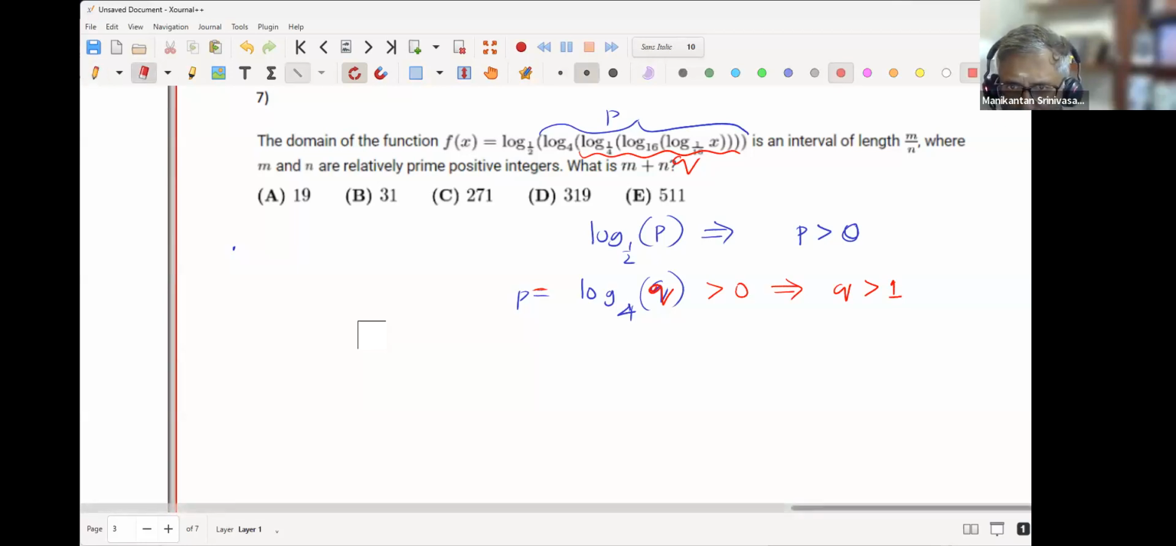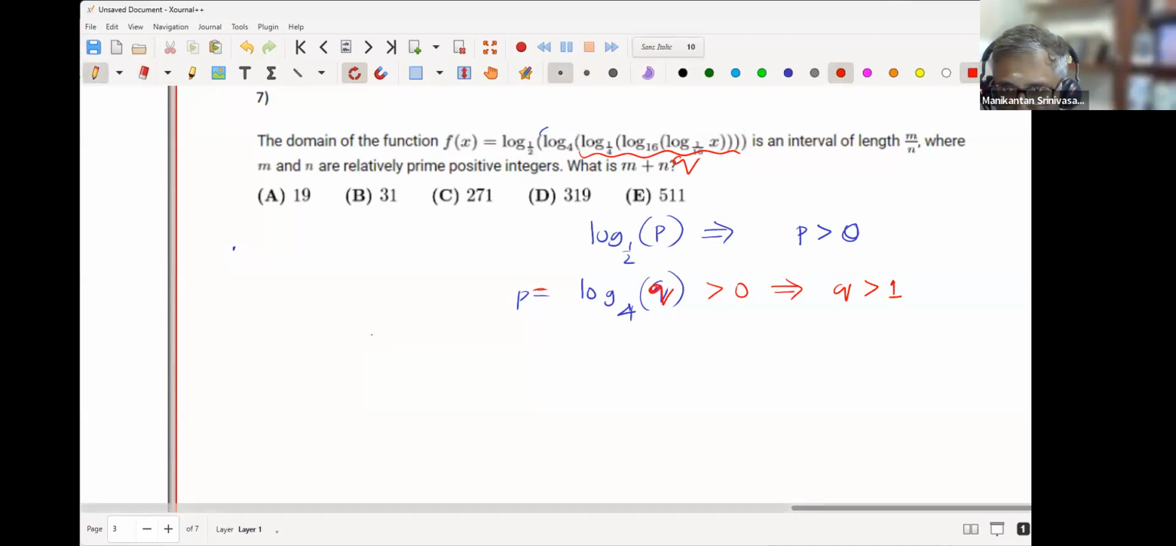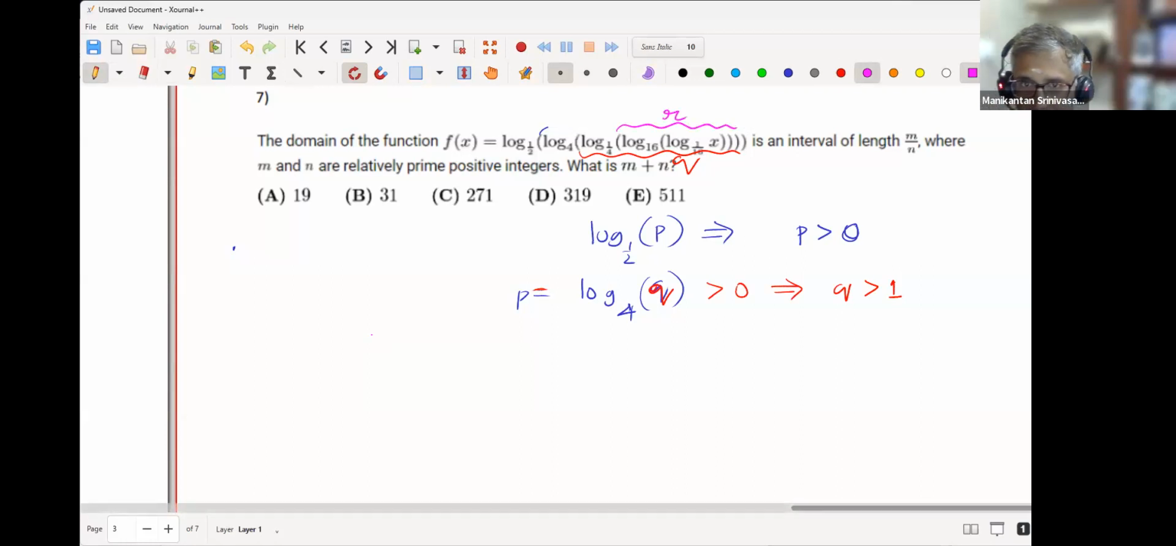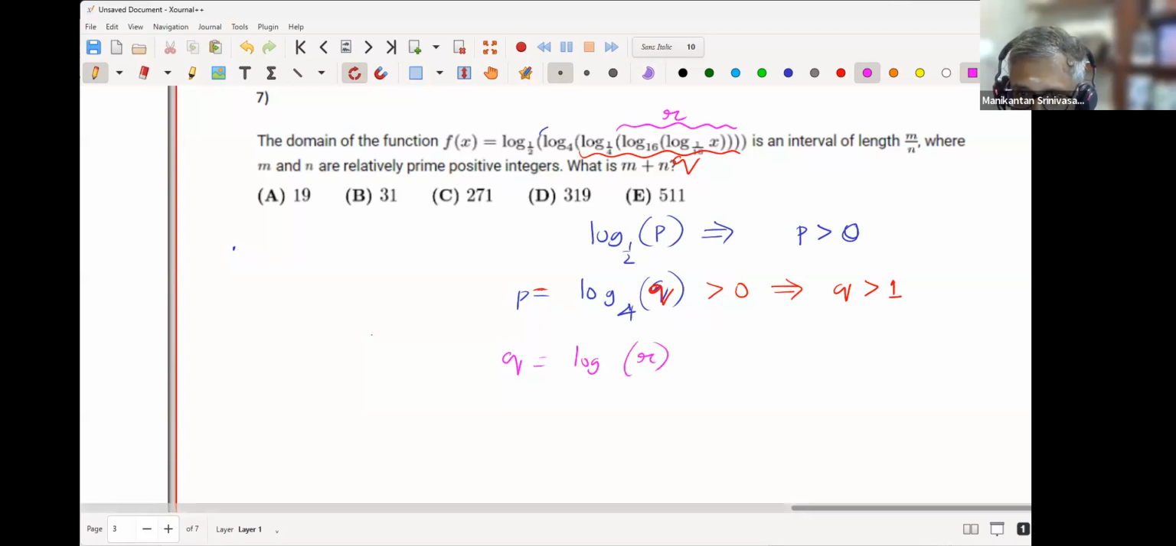Okay, Q must be greater than 1. But what is Q? Let me just erase P here and replace it with R. So this is Q. I'll just use another color. So this is R, let's see. So Q, which is log of R to the base 1/4, must be greater than 1.